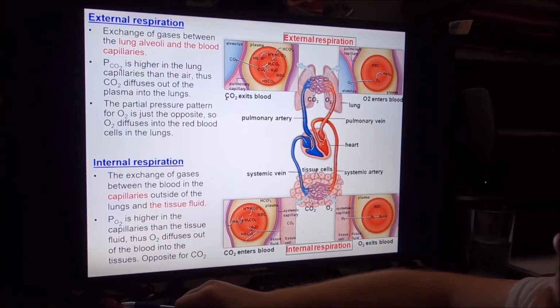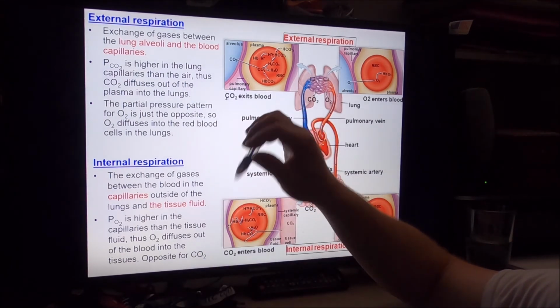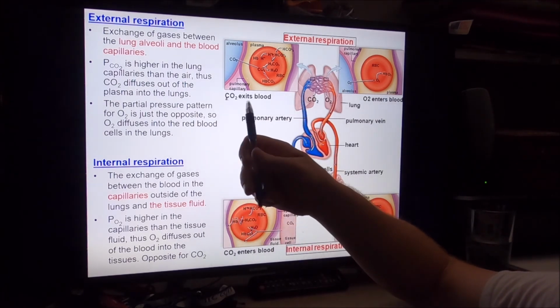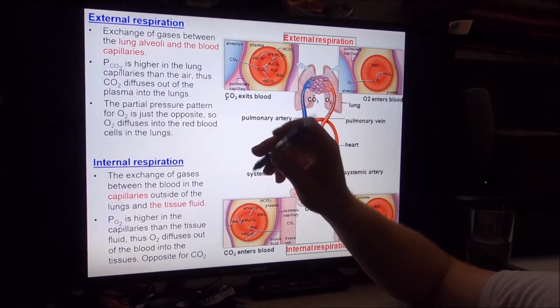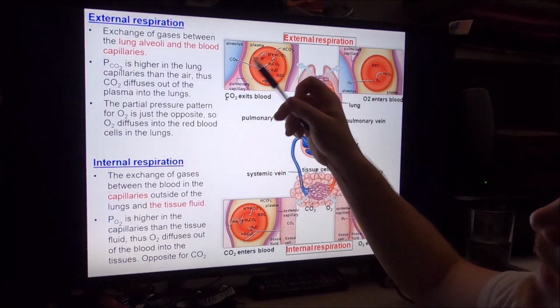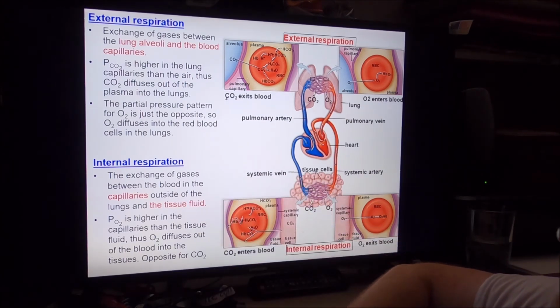And the way this goes is as follows. When I breathe in, there's more oxygen in the air than there is in my blood. So oxygen diffuses into my blood. There's more carbon dioxide in my blood than there is in the air. So carbon dioxide diffuses out of the blood and into the alveoli. That is classic external respiration. Whereas what happens at your tissue level, right?